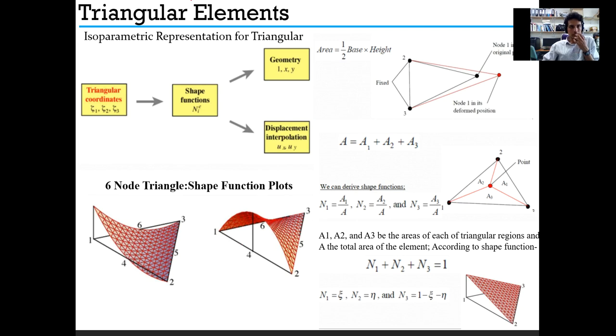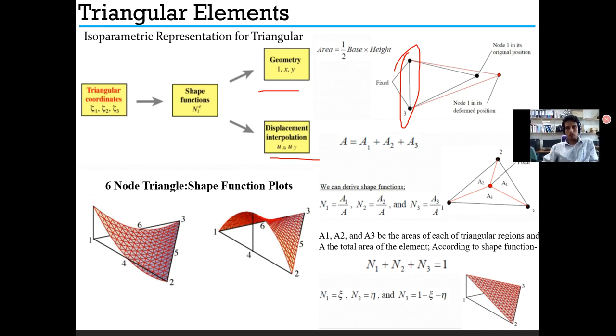Okay, next, the triangular elements. For triangular elements, the coordinates will be zeta1, zeta2, and zeta3. It will be converted into shape functions, and we will get the geometry and the displacement. If these two nodes are fixed and this one can be shifted, then node 1 is at its original position, and this is the different position. So we can get the deformation by detecting the displacement of this node. A here is actually the area, and A1, A2, and A3 are these particular areas.